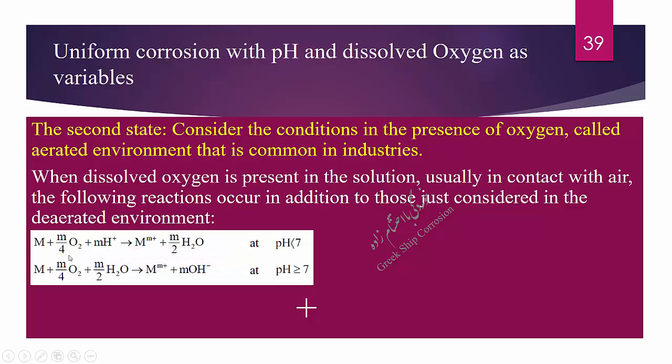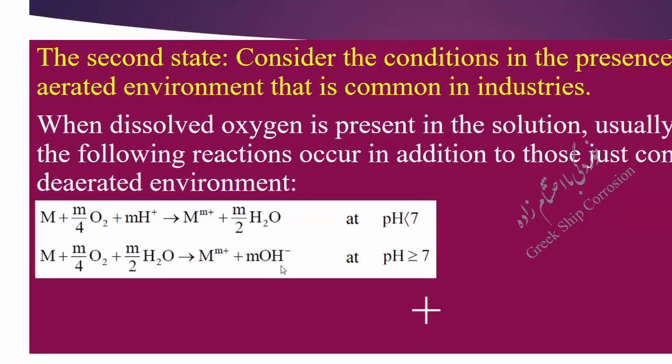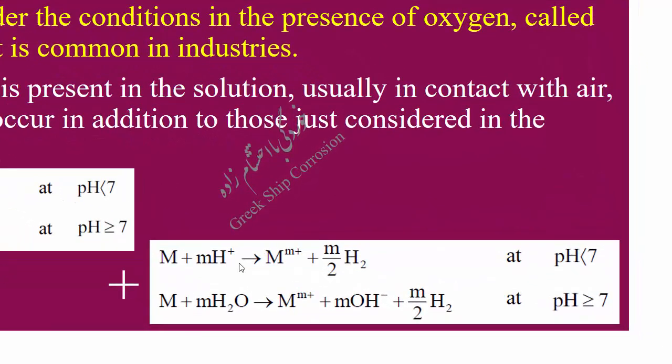M plus M divided by 4 moles of oxygen plus MH plus react to produce Mn plus M divided by 2 moles of water at pH lower than 7. And if the pH is greater than or equal to 7, M plus M divided by 4 moles of oxygen plus M divided by 2 moles of water react to produce Mn plus M moles of hydroxide. M plus MH plus produce Mn plus M divided by 2 moles of hydrogen gas.